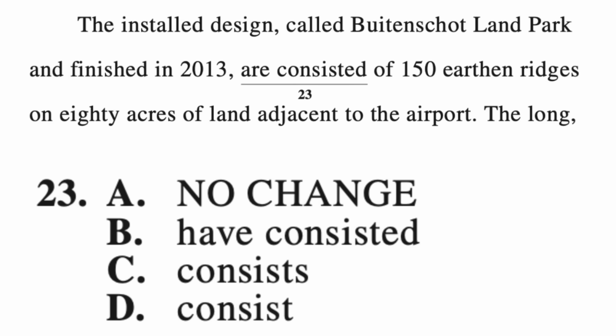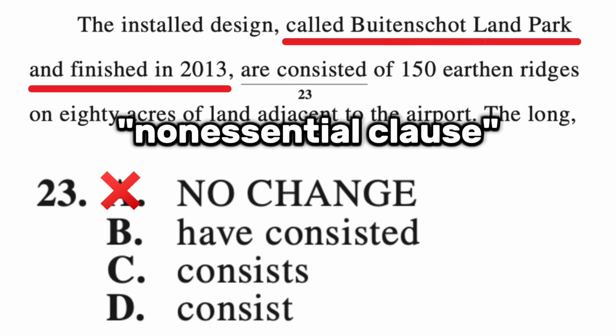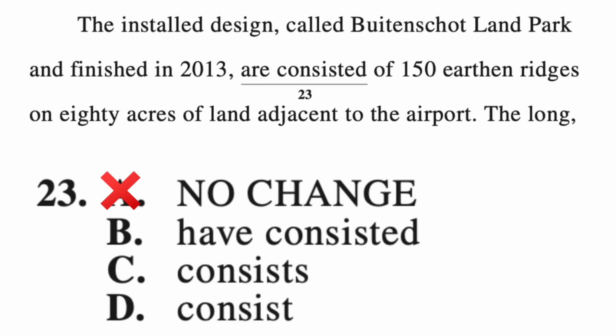The installed design, called Buitenschot Land Park and finished in 2013, consisted of 150 earthen ridges. Obviously, you should be able to tell that it sounds wrong just by reading it out loud. We can immediately cross off no change as an option choice. The first thing I want you to do is notice the highlighted part in the question. Notice how it's embedded between two commas, and that essentially makes it a non-essential clause, meaning that it's not necessary in the sentence. So what I would do is just ignore the non-essential part of the sentence and just read it as the installed design are consisted of. But obviously that's still wrong, right? So let's move on to option B.